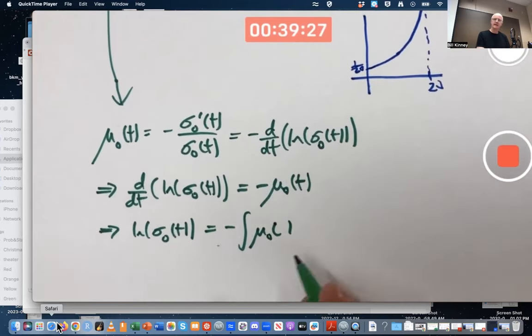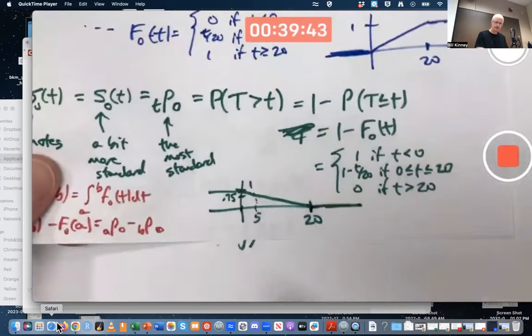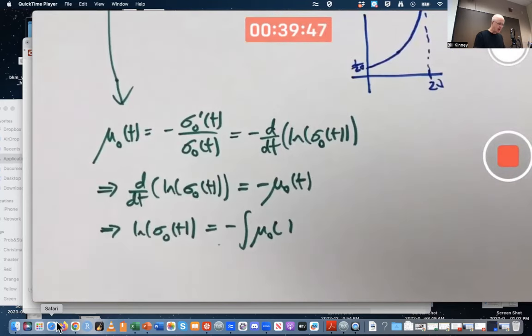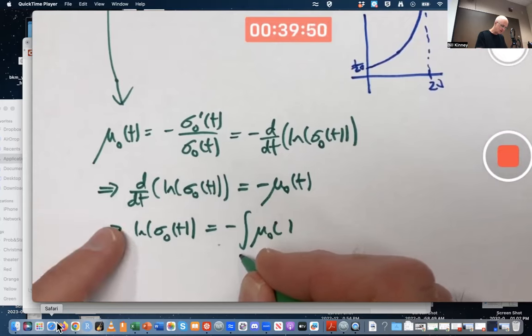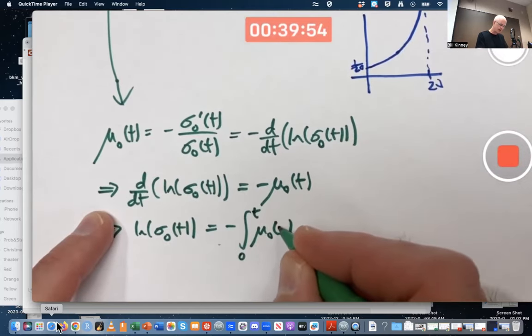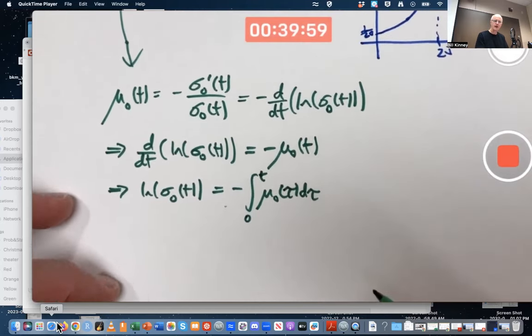Now in the handout, I write this initially as an indefinite integral, with no limits of integration. And I just say you have to choose the limits of integration so that sigma of 0 is 1. Like that, right there. But I'll just jump to the kicker. You integrate from 0 to t. And I should use a different letter in here. I think in the handout I use a tau. Tau d tau. And now we're almost done.